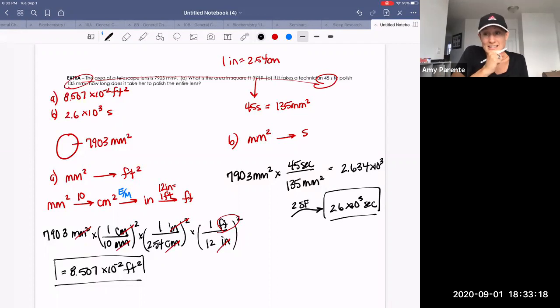As a heads up, you're going to have somewhere between 3 and 5 unit conversions in the problem that you'll see either on Wednesday or Friday. So if you're doing something in one step, it's probably not the right step. So keep that in mind for the problem that you're going to see in class tomorrow or Friday.